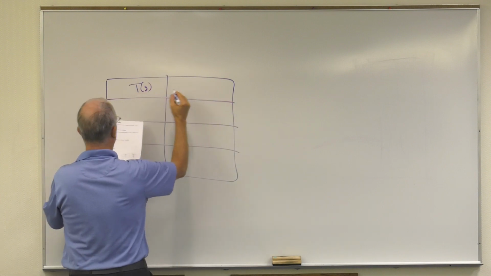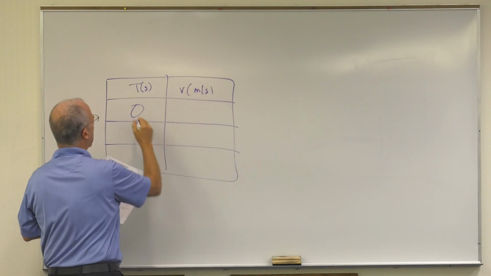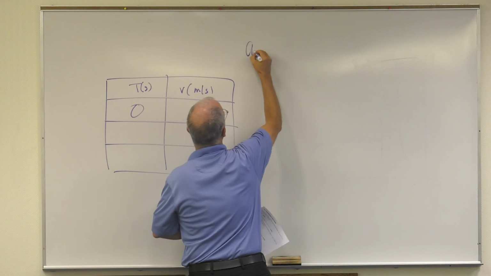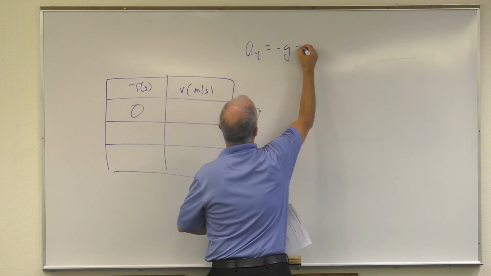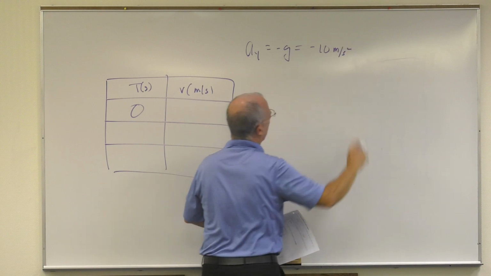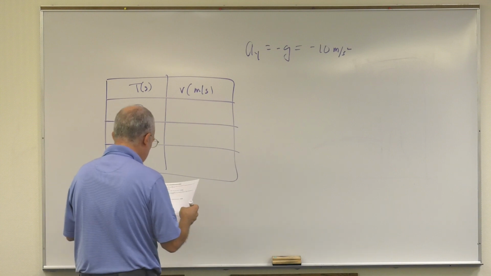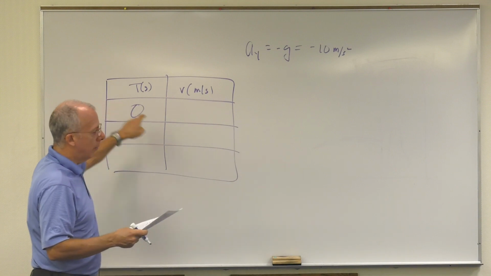Time in seconds, velocity in meters per second. All right, so let's be lazy. a_y equals minus g, which is minus 10 meters per second squared. We're not going to use 9.8, we'll just use 10. Okay, so let's say I drop something from rest.